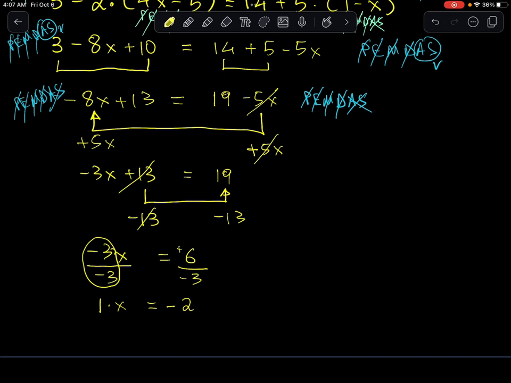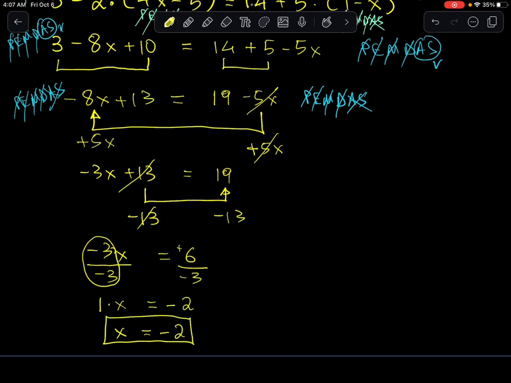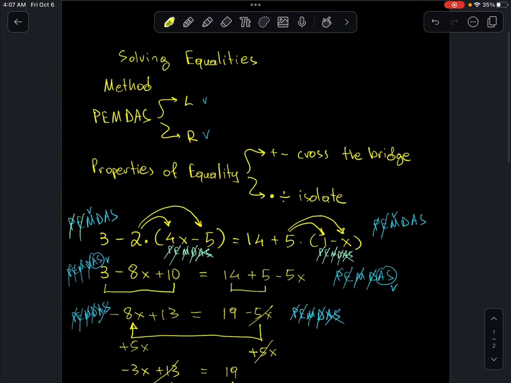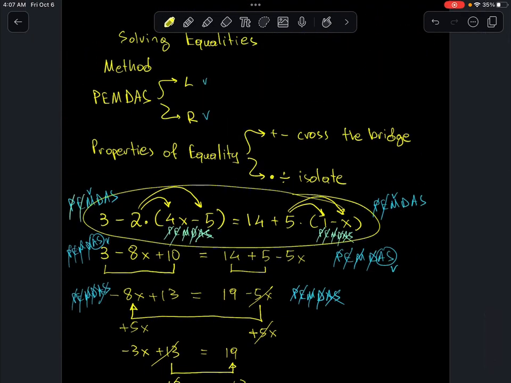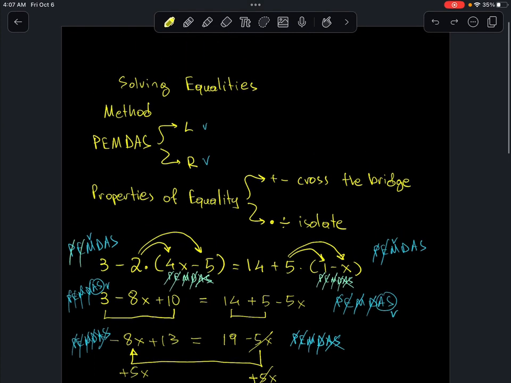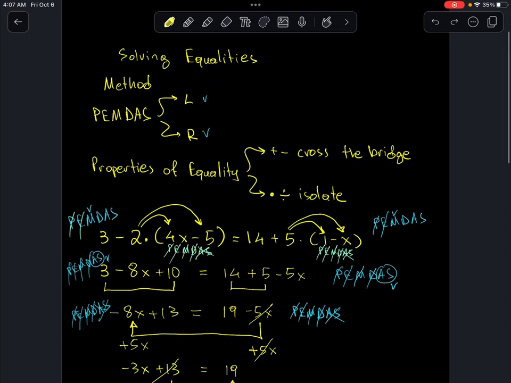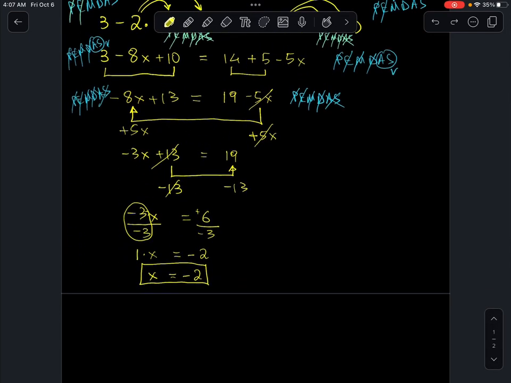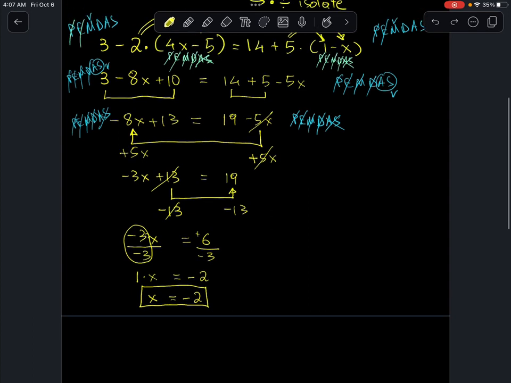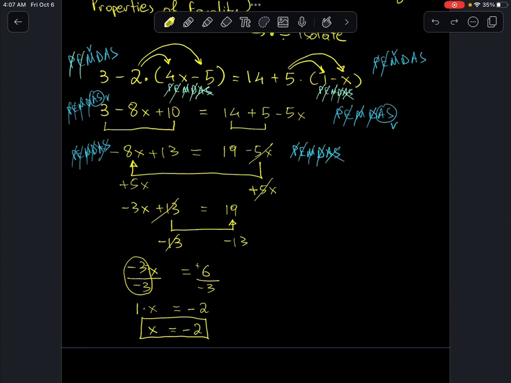Okay. Now 1 times x is really x equals negative 2. And that is my solution. What I've done so far is I solved this example by applying this method, and I found that my solution is x equals negative 2. How can I be sure that this is my solution? In the next video, we'll confirm that this is my solution.